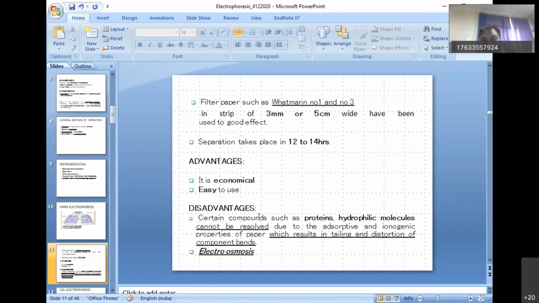The disadvantage is that certain compounds such as proteins and hydrophilic molecules cannot be resolved due to their adsorptive and ionogenic properties of the paper. So the sample can be adsorbed on the paper, and the paper also gives some ionogenic properties. That's why this is the disadvantage.